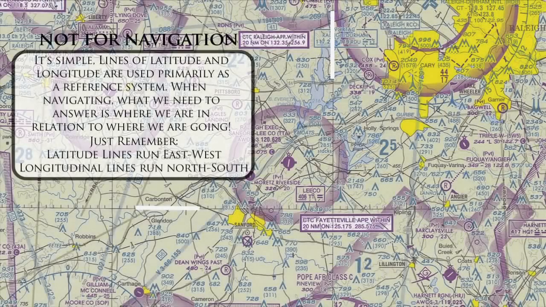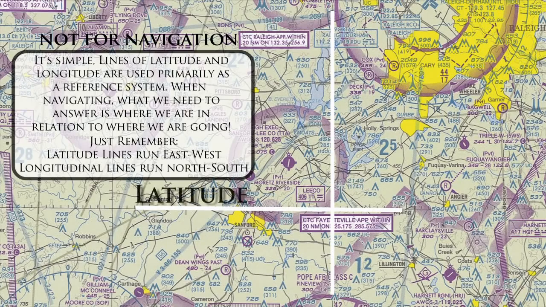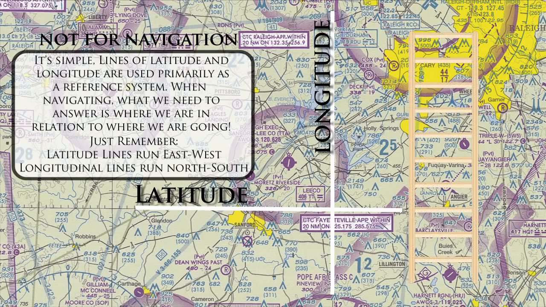These white lines you see represent lines of latitude and longitude. On the sectional, they appear as black lines with tick marks. If you're having trouble differentiating the lines, think of it this way. A ladder may be the best example for this. The rungs of the ladder, the horizontal lines, represent latitude, and the vertical portion represents longitude.